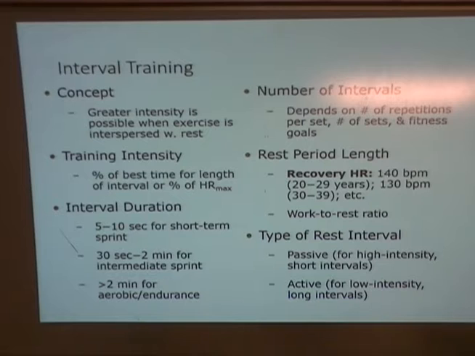So again, how you plan that is going to depend on what the goal of the training program is, okay? If I am working the ATP-PC system, then we want the intensity to be 90 to 100%. But if I'm working glycolysis, then we want intensity to be between 80 and 95%. And if I'm working my aerobic system, then we're going to pick something between 70, 75, and 85%. So again, where I set the intensity depends on what the goal of the program is.